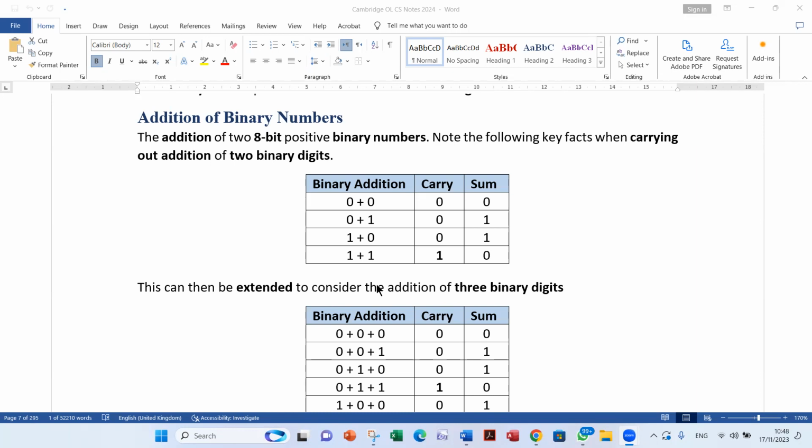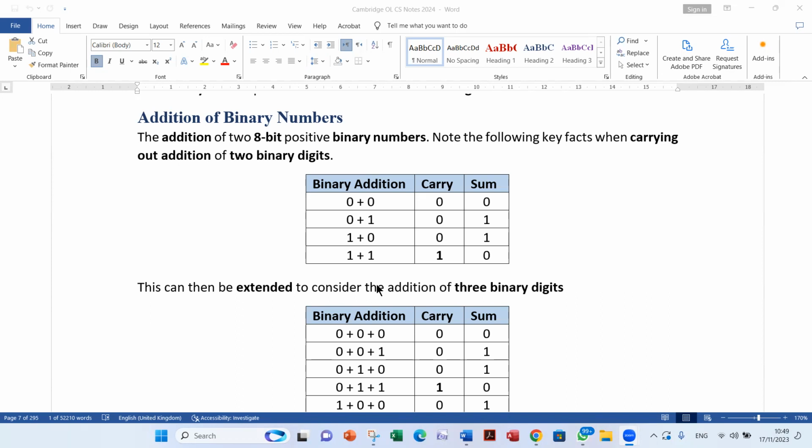Okay, the addition of two 8-bit positive binary numbers. We are not yet talking about negative numbers. Hopefully, subtraction will not be in that. Definitely, inshallah, subtraction is not in your O-level syllabus, but it is there in the AS. So just get prepared.